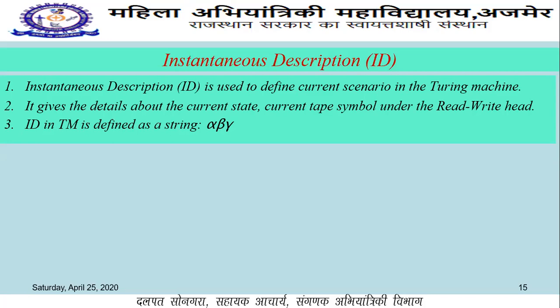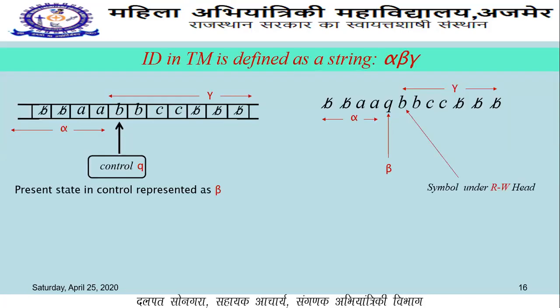Okay, instantaneous description is generally used when we are working in a Turing machine and we want to know what actually the current scenario is, what the current state is, and what the current symbol under the read write head is. So generally the instantaneous description gives a particular snapshot at a particular time t, and this instantaneous description is represented in alpha beta gamma format. Okay, let us discuss what actually it is.